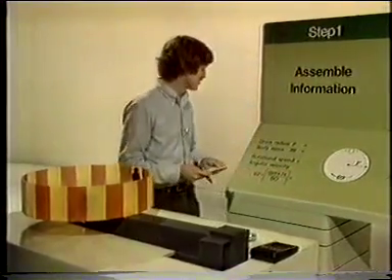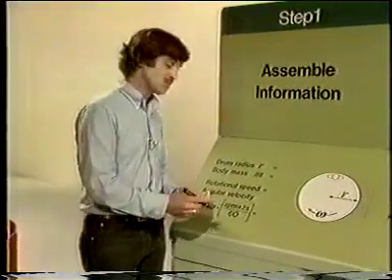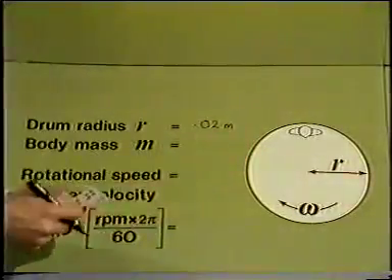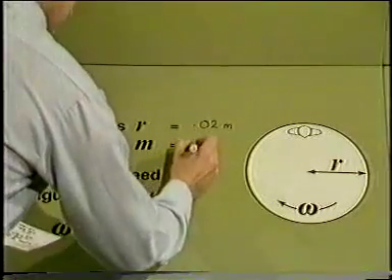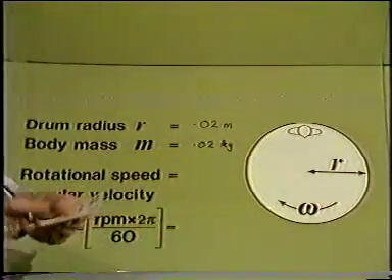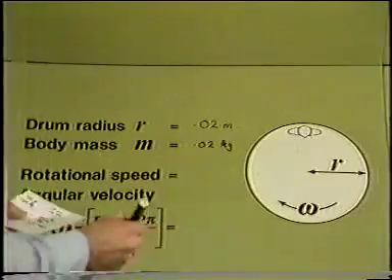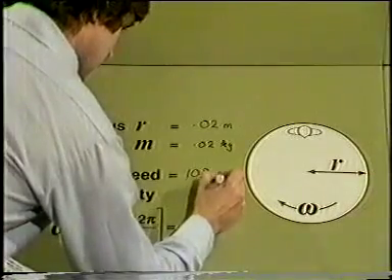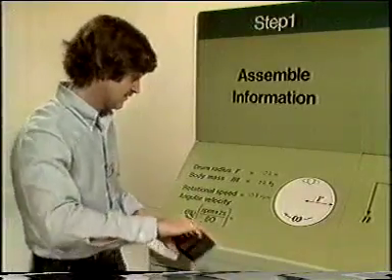Well, I've gathered my information. The radius of the drum, R, is 0.02 meters. And the mass of the little man inside is 0.02 kilograms. And I've just determined that a safe operating speed for this drum is 108 revolutions per minute. And I'll just convert that to consistent units.